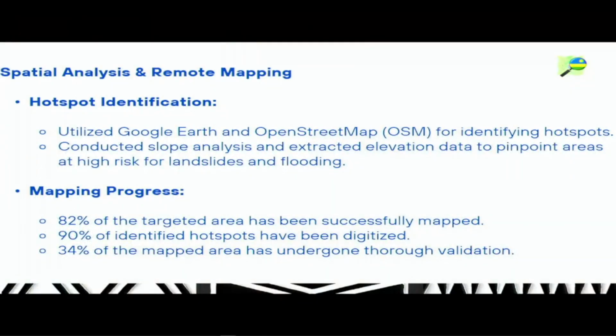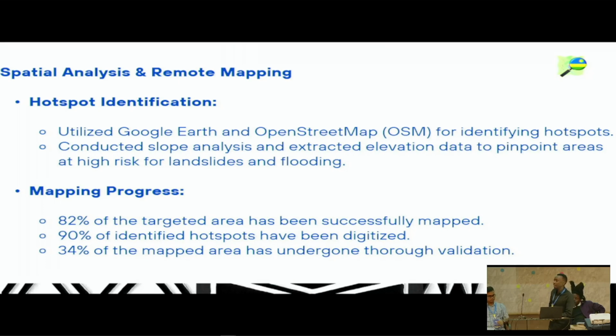The local volunteers we have trained have been utilizing Google Earth and OpenStreetMap tools to identify hotspots, and to analyze and extract elevation data to pinpoint areas at high risk for landslides and flooding. Those volunteers have helped us map 82% of the target area and identify 90% of hotspots to disaster, and 34% of the mapped area has gone through validation.